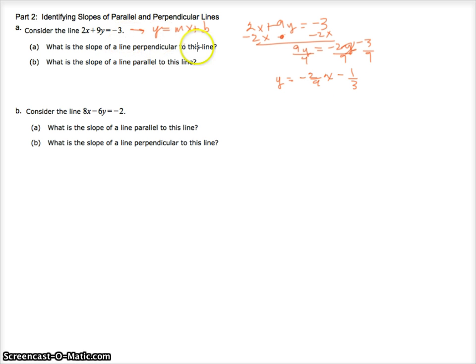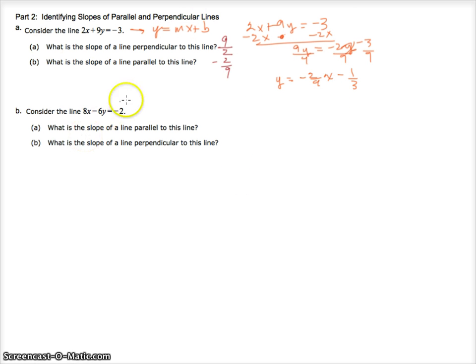So what's the slope of a perpendicular line? Well, I need the opposite inverse. So the opposite is positive, and the inverse is 9/2. What is the slope of a parallel line? Parallel lines have the same slope, so it's negative 2/9. And that's it. Solve for y equals mx plus b, and then identify your slopes.